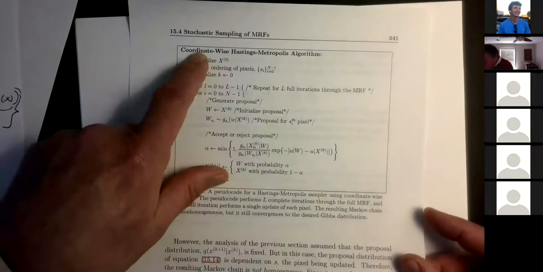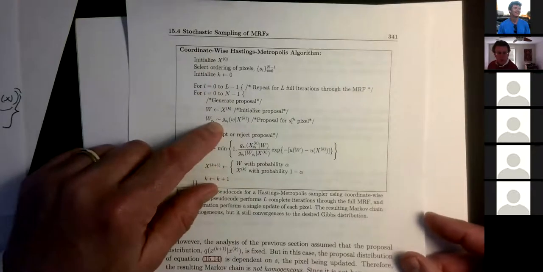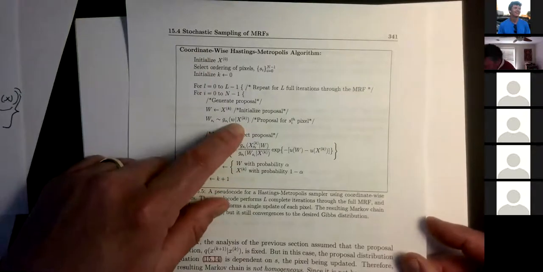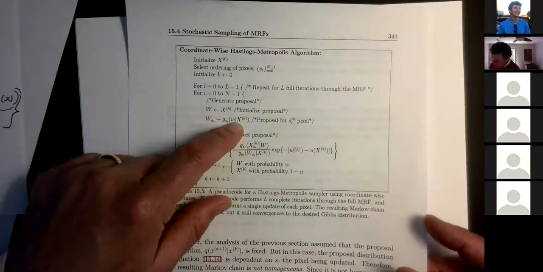Now, the problem is, how do you apply this to a real problem? Because in real problems, often the objects you're reconstructing are high dimensional. What you usually do is update only one pixel at a time, like a coordinate-wise algorithm. So the easiest way to think about it is this. You have an image.